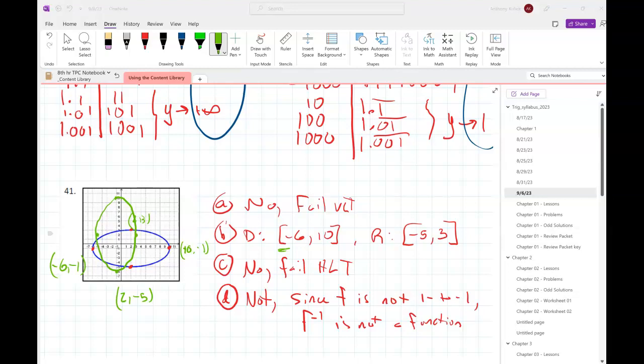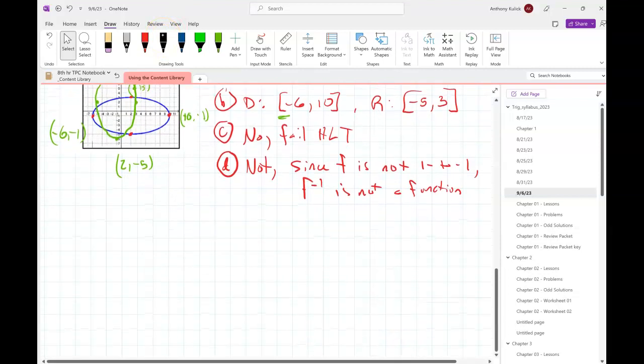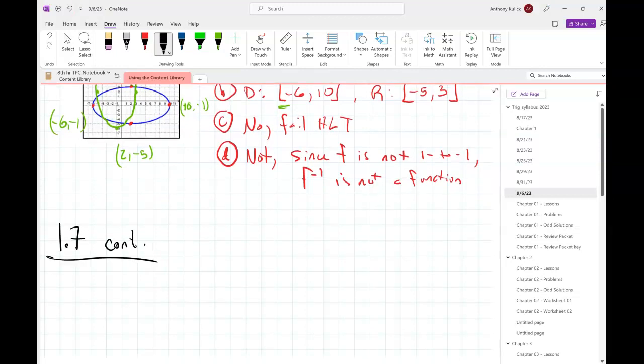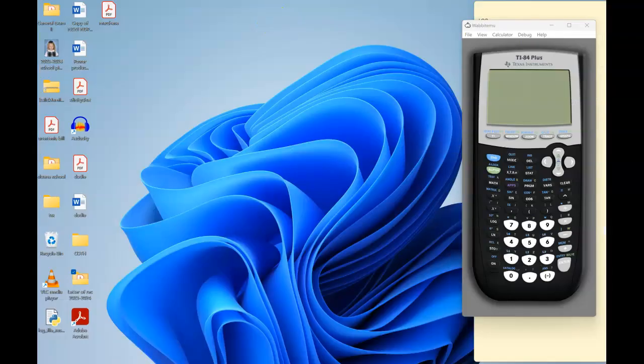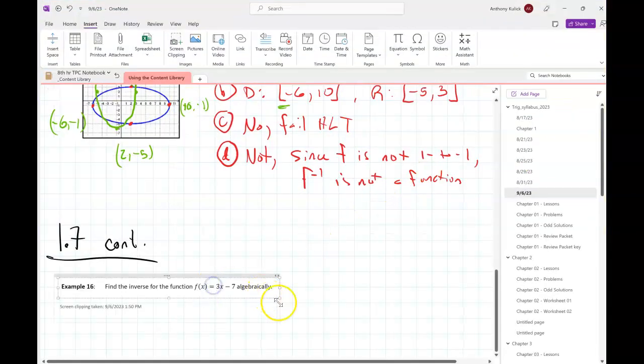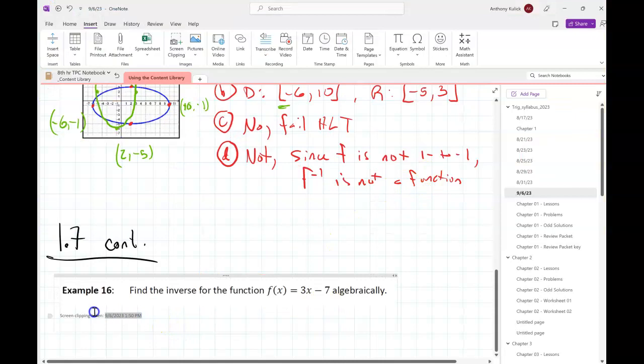Let's pick up where we left off in 1.7. Try to finish that up here today. So where we left off, we had been talking about writing inverses for functions, and we had done this example here. I'm going to redo this example now to kind of start today.